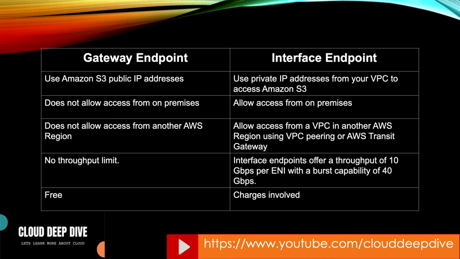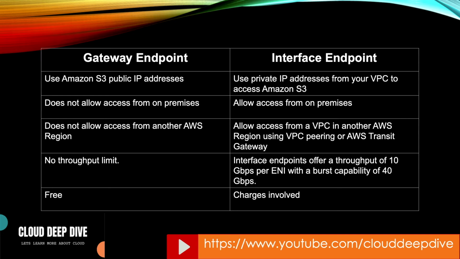Next is throughput limit. Gateway endpoint does not have any throughput limit. These are managed by AWS and they don't have any throughput limit. But interface endpoint has a throughput limit of 10 Gbps per ENI with a burst capability of 40 Gbps. So if you don't worry about the throughput, even though there's a cap on that, then you can use the interface endpoint. But if you have a use case where you feel that the throughput can go more than the defined limits, then gateway endpoint is the way to go. But there will be other restrictions which are applied to the gateway endpoint.